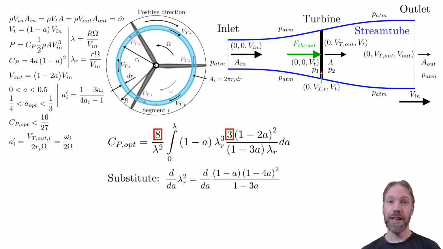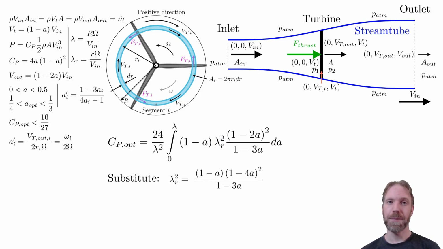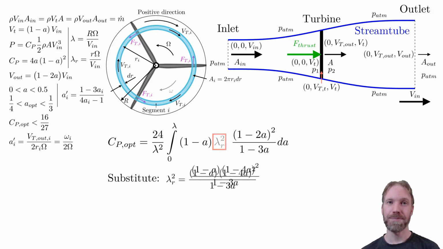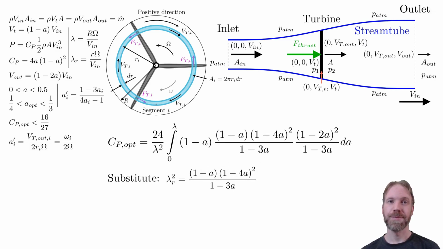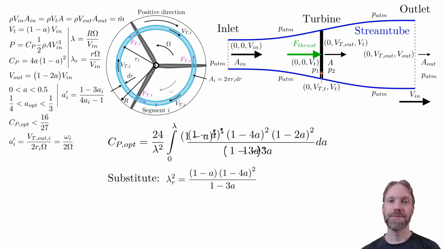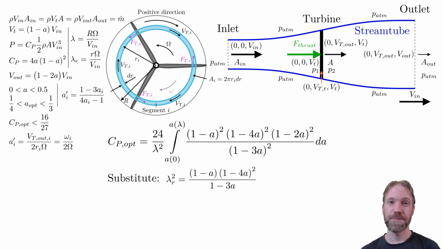Eight times 3 is 24. Combine. Let's go back to the original equation for lambda. Use it to replace lambda squared. Combine these. Update the limits to complete the substitution.